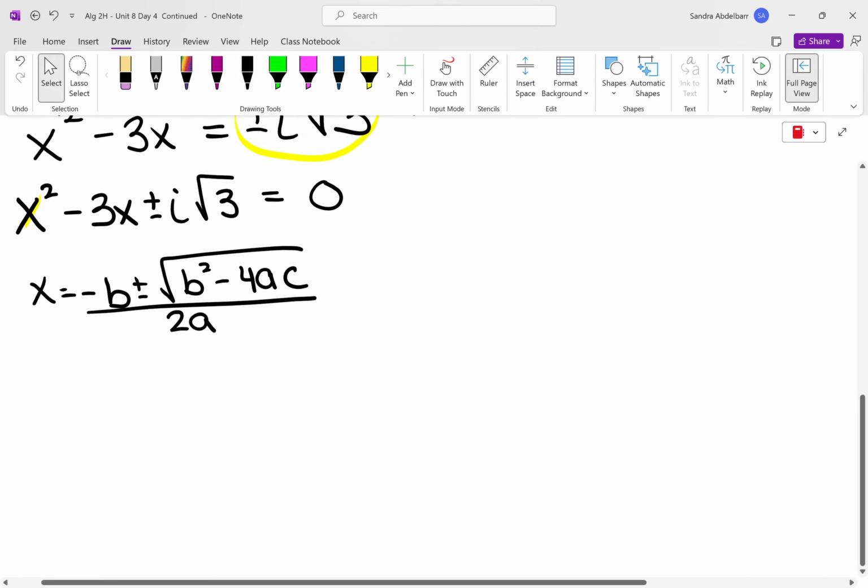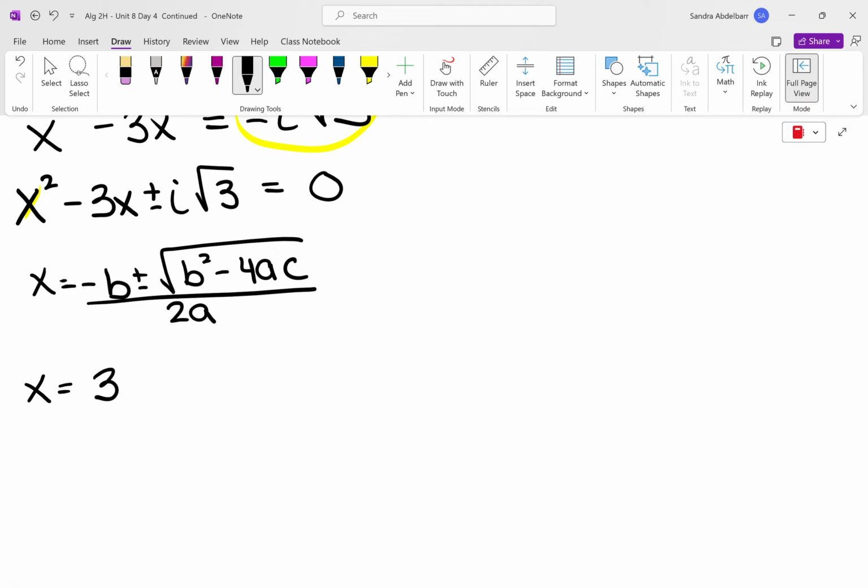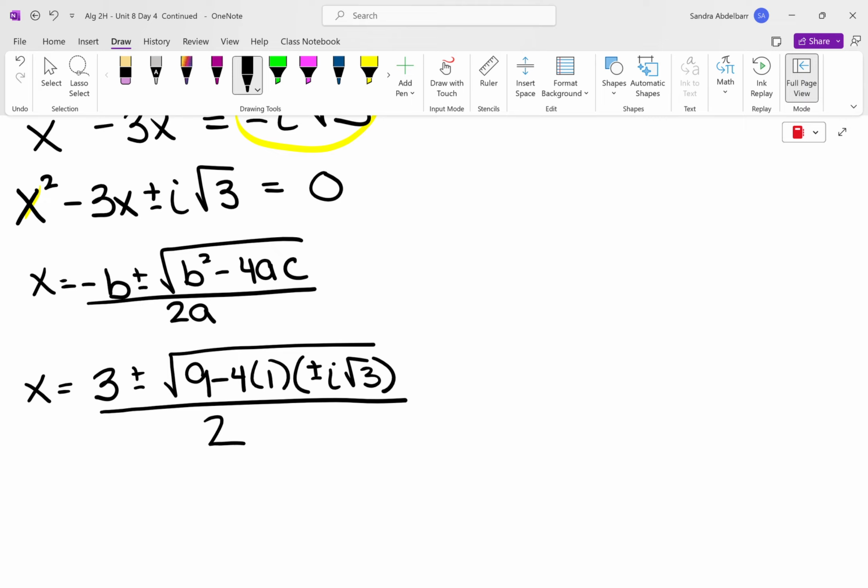All right, so let's go with this. So we're going to have x is equal to negative b, so I'm going to have a positive 3, plus or minus the square root of negative 3 squared, which is 9, minus 4 times 1 times plus or minus i root 3, all over 2. Are you all still with me right now? Okay, let's keep going.